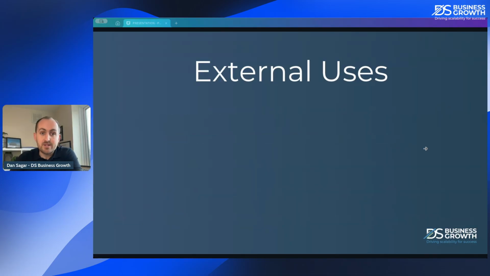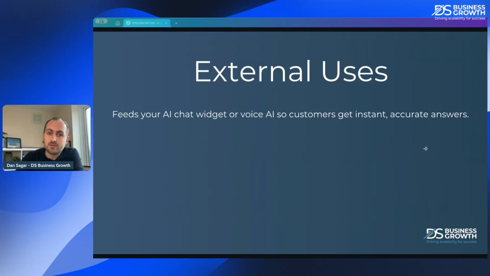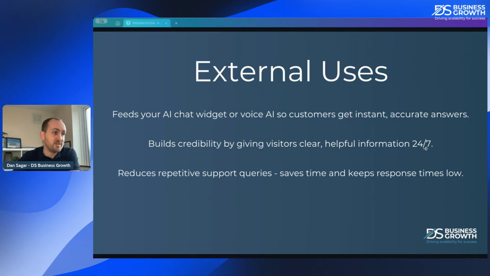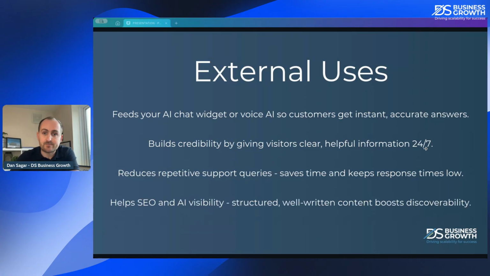The same knowledge base, or you can split parts of it out, can then be used externally, so that you feed that chat widget on your website or the voice AI agent that I just talked about, meaning that your customers will get instant and accurate answers, which can also make you more credible. So you get that clear and helpful information out to visitors on your website or prospects 24/7. Like I mentioned with voice AI, it can reduce those repetitive support queries, saving you time, and of course it helps your AI visibility as well, which goes back to everything that I just talked about.